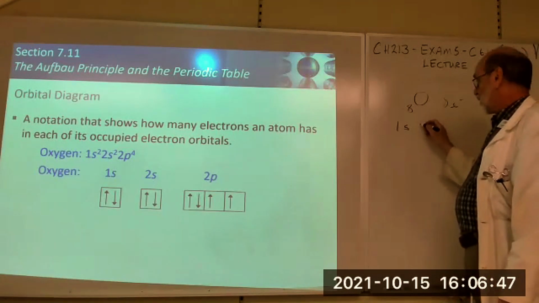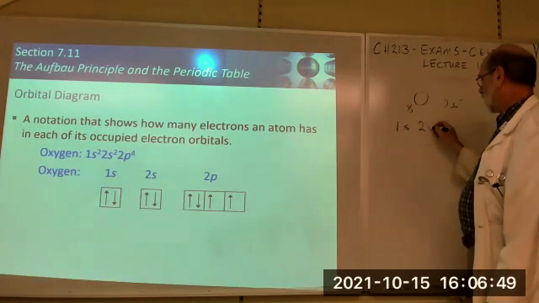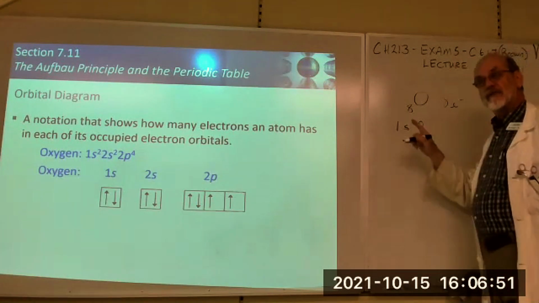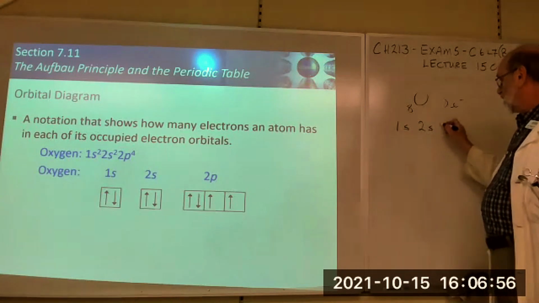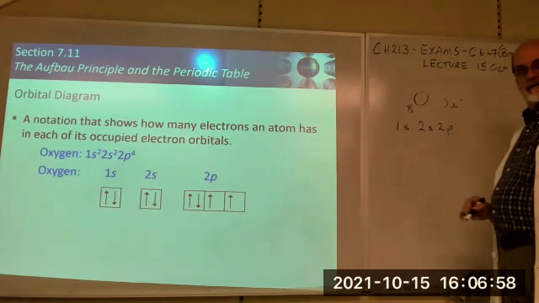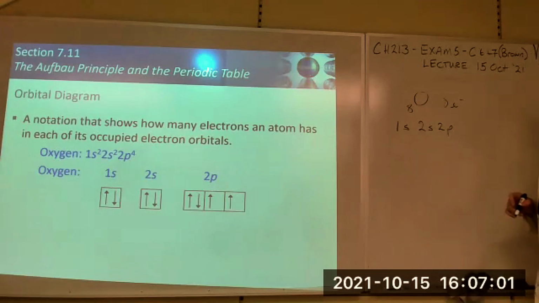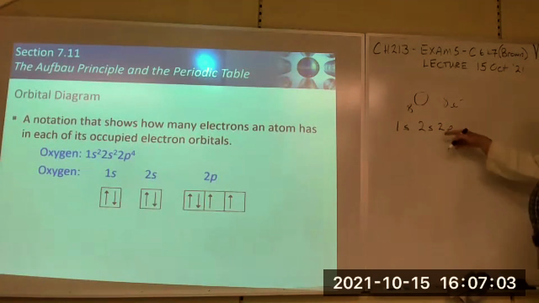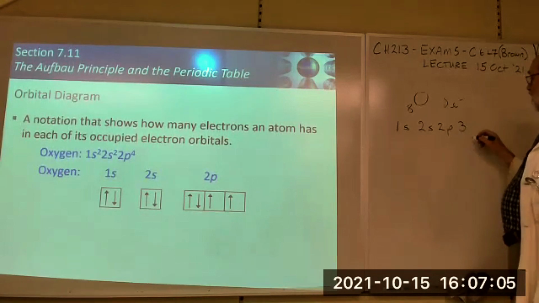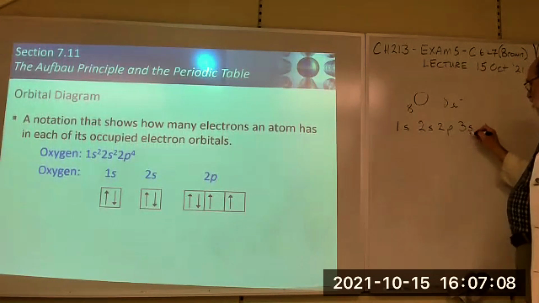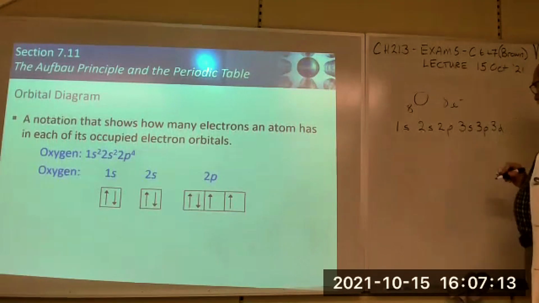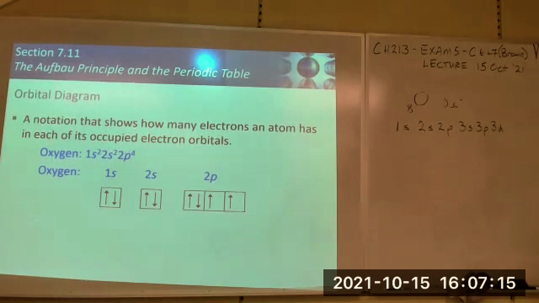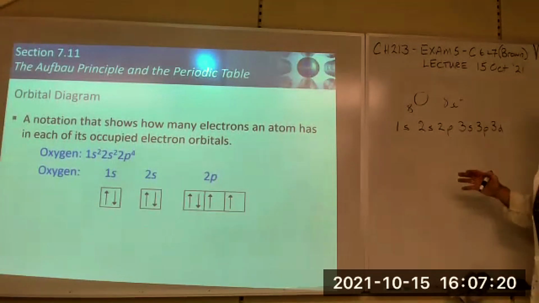Then if you go down to the next period, you have 2. So you can have 0 and 1. So 0 is S and 1 is P. All right. You go down to the next principal quantum number, 3. Now you can have a 0, a 1, and a 2. And 2 is D. Okay. We may not need all those, but we can do that.